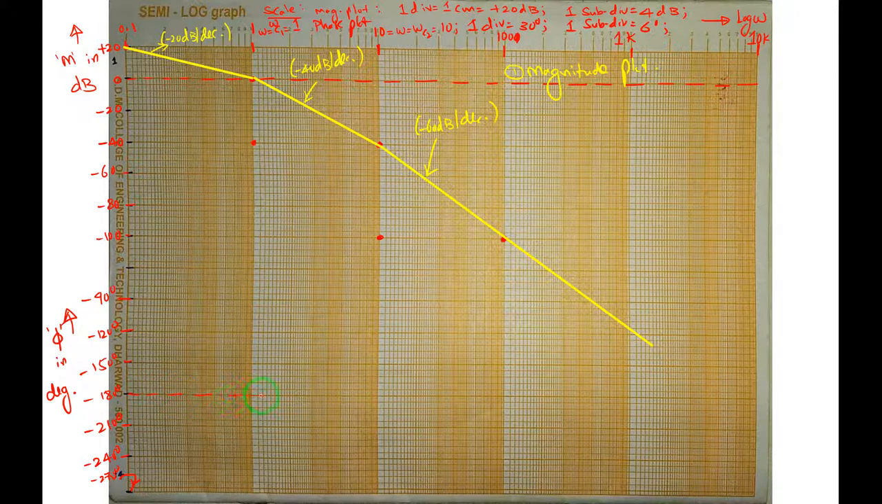So draw the reference line for the phase plot. This is the reference line. Next, I want minus 96 at point 1. This is point 1, right? Point 1 minus 96. 96 will come here because one subdivision is 6 degrees, right? So I will mark this point here.